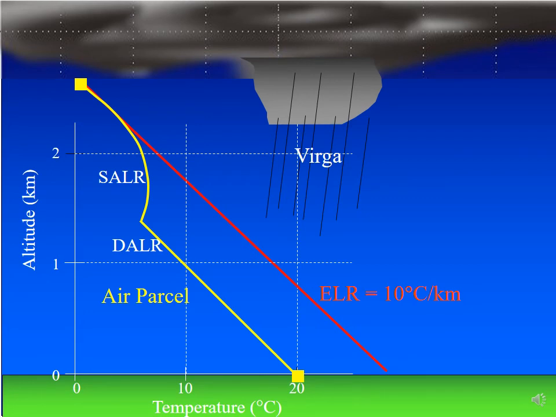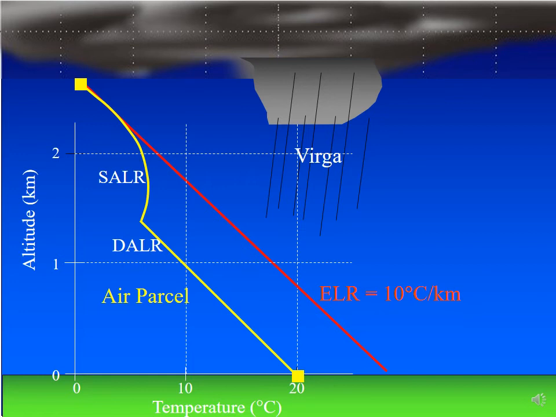So here's an example of a microburst sounding. We have an environmental lapse rate, in the red line here, which is 10 degrees Celsius per kilometer. So that's essentially a neutral atmosphere below cloud base. We have a cloud which is raining. It has rain falling from it, but it's evaporating completely, and that's why it's labeled as virga.